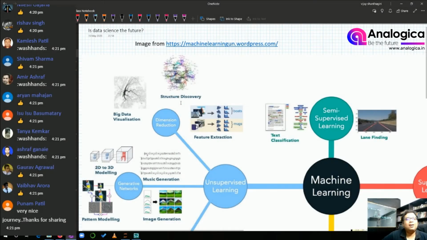So now let's talk about whether data science is actually the future. Data science is going to penetrate, is already penetrating, every aspect unimaginably.